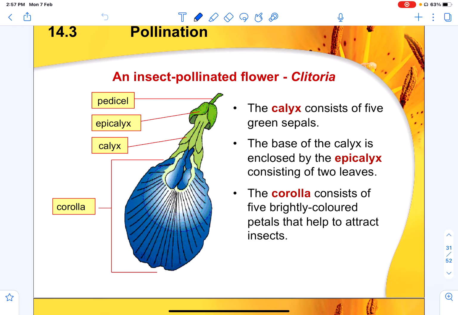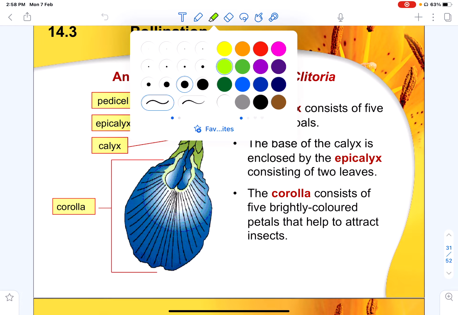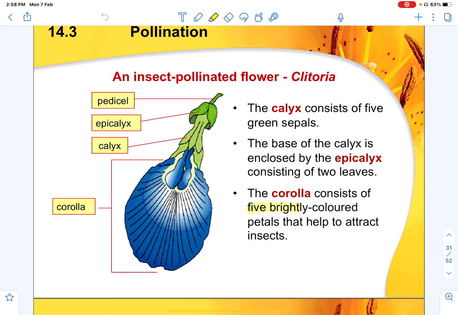The corolla will consist of 5 brightly colored petals that help to attract insects. So one key thing to take note of is that the petals are brightly colored to attract insects. So this is one way you can identify whether it is an insect pollinated flower. Now in this case, if let's say the picture they give you is in black and white, then you cannot use this as an answer to describe the flower being an insect pollinated flower.